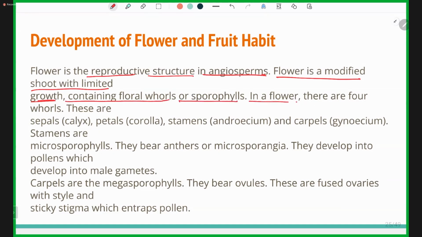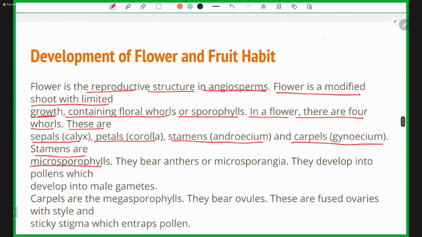In a flower, there are four whorls. These are sepals, that is calyx, petals, corolla, stamen, androecium, and carpels, gynoecium. Stamens are microsporophylls. Now, if we draw a diagram of a flower, you can see that this is a flower and these are sepals and these are the petals.